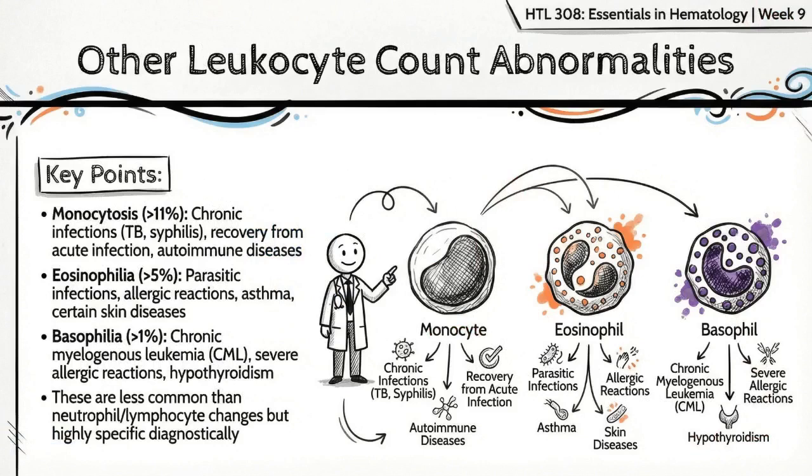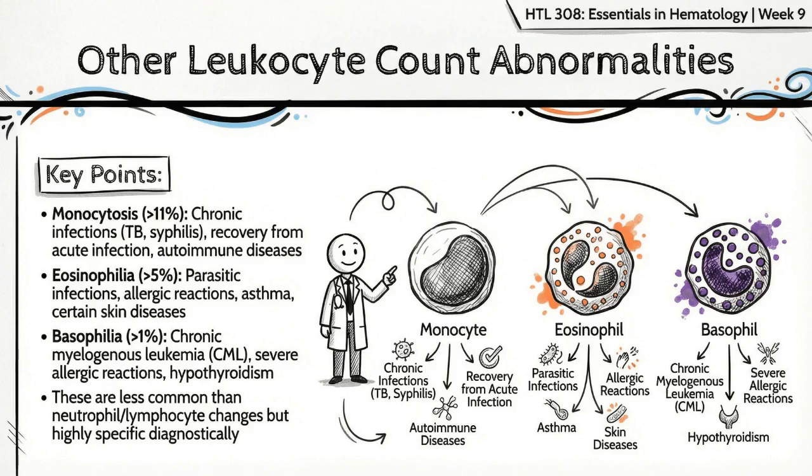Eosinophilia, above 0.4 times 10 to the ninth, is most commonly caused by parasitic infections and allergic diseases. It's also seen with drug reactions and certain hematologic neoplasms. Basophilia, above 0.15, is classically associated with chronic myeloid leukemia. Persistent basophilia is one of the diagnostic clues for CML.